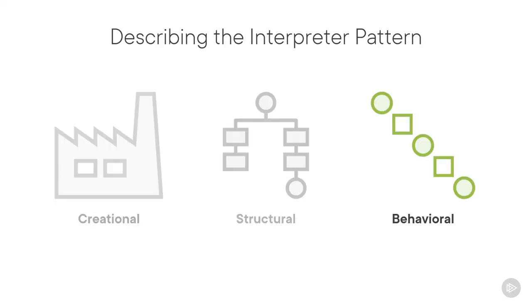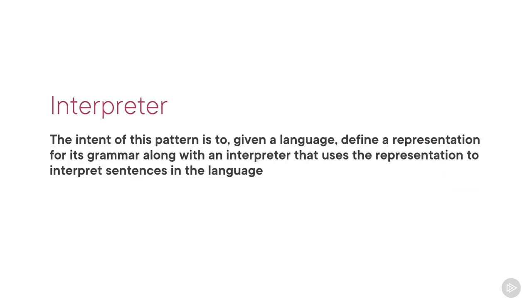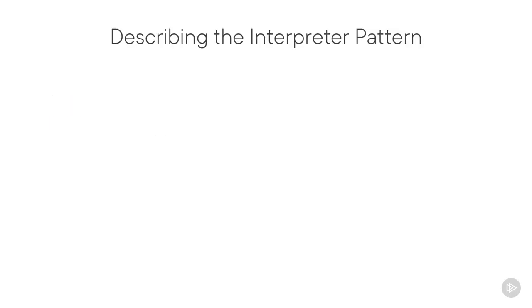The interpreter pattern is a behavioral pattern from the Gang of Four library of design patterns. Its intent is to, given a language, define a representation for its grammar along with an interpreter that uses the representation to interpret sentences in the language. In other words, it defines a grammatical representation for a language and an interpreter to interpret the grammar. And that's also why it's not something you'll often create yourself. You don't define a language every day. Yet it is something we use a lot in our day-to-day programming life.